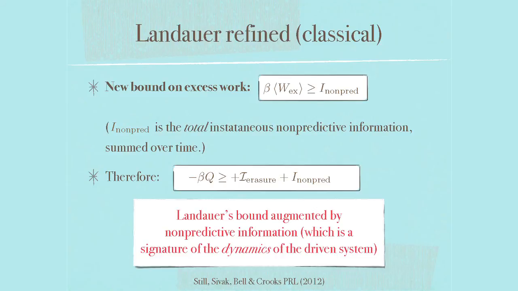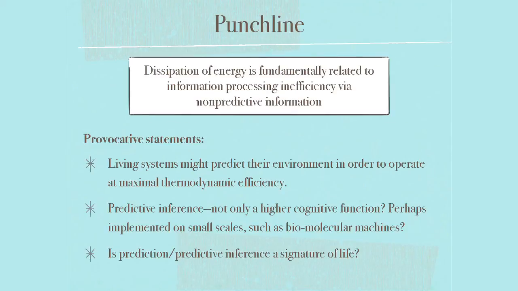So I want to show you my punchline, which is that dissipation of energy is fundamentally related to non-predictive information, which is a measure of information processing inefficiency in some sense. And so I want to make some provocative statements here, which is that maybe in order to operate at some maximal thermodynamic efficiency, living systems have to predict. And so therefore, maybe predictive inference, which is something that we really kind of pride ourselves on as conscious beings, may not be restricted to a higher cognitive function. But maybe some of these biomolecular machines that you talked about, that some of them are very efficient, might have to implement this too on some level. And finally, we could ask whether prediction or predictive inference may be a signature of life.